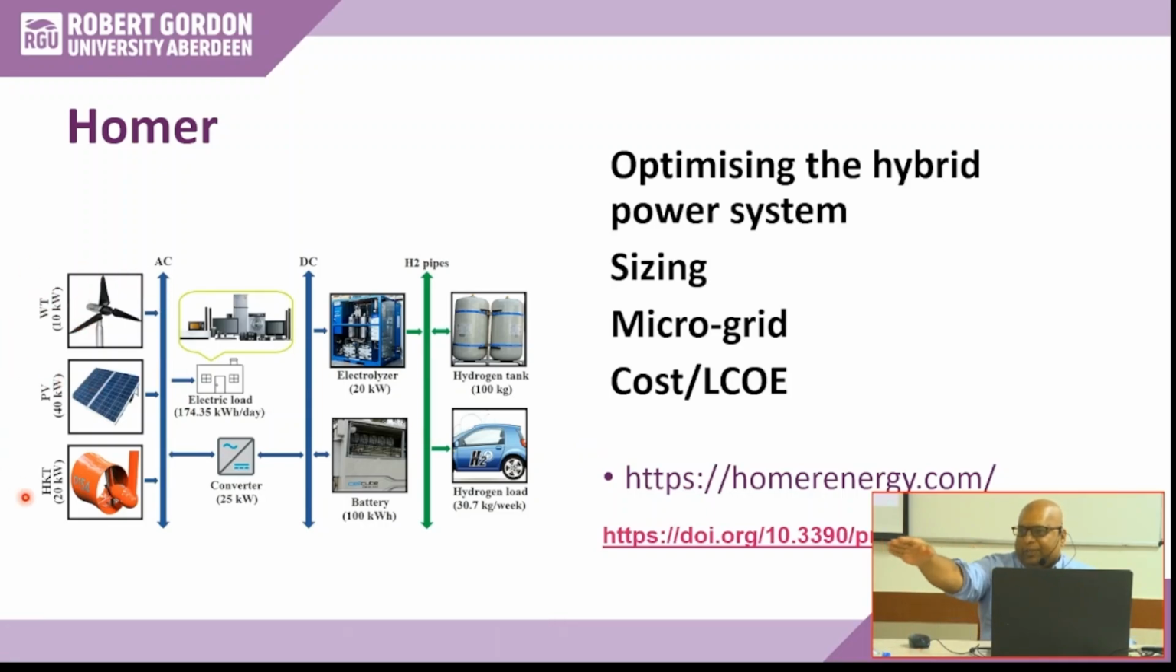You already showed me some of the calculation. Those are the basic theory you need to know before you can move on to using this type of software. This is for optimization of power system, sizing. It can size the hydrogen tank, electrolyzer, battery. It can analyze microgrid system, and most importantly, we talked about cost and levelized cost of electricity generation. It can calculate, and that is the most important part.